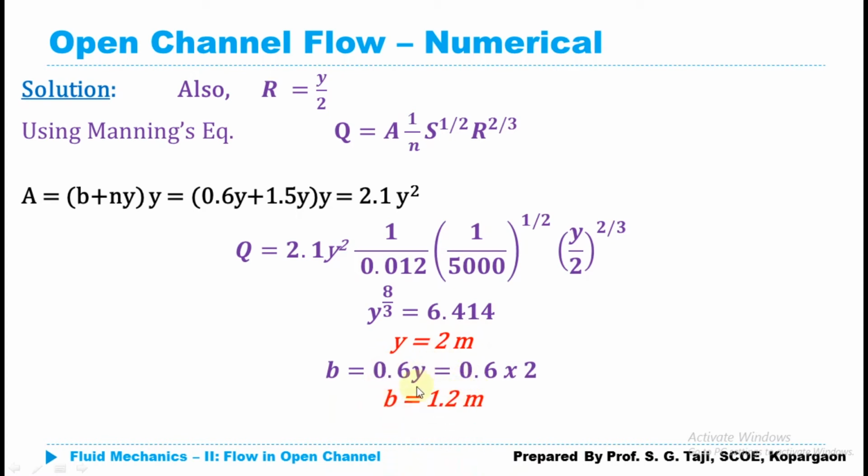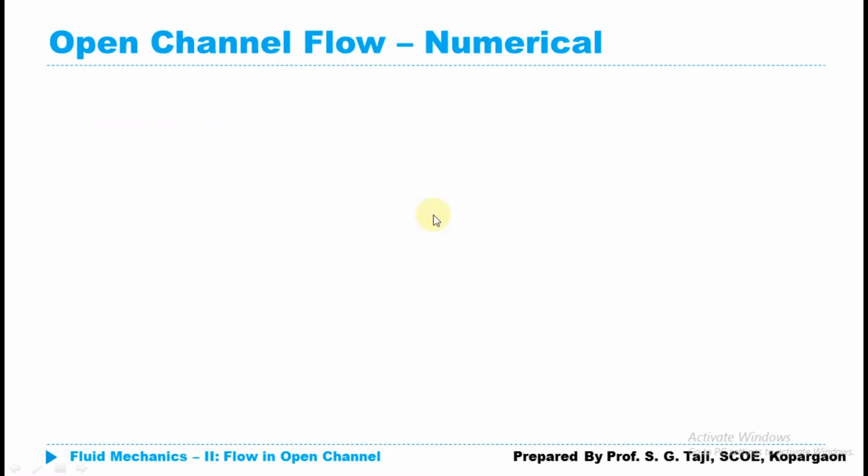So this is our y and this is our b. This is how we have designed our channel. This is how we have calculated the dimensions. It's not so difficult solving those numericals. Just keep in mind those conditions, whatever conditions we have discussed for the trapezoidal, for rectangular, as well as circular channel section.